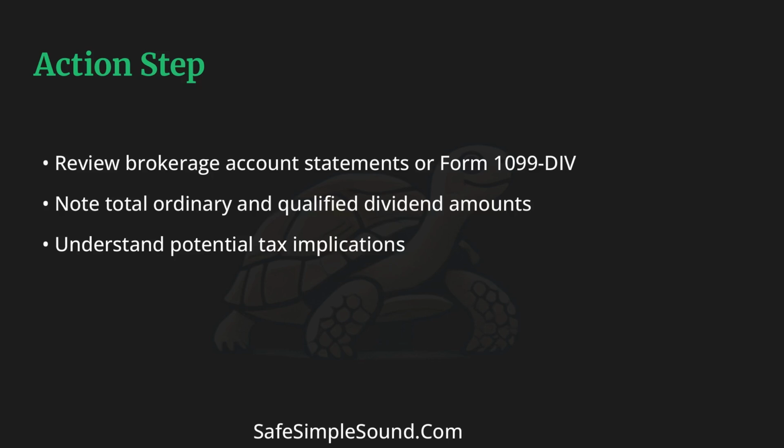Now for your action step this week. If you have investments in stocks or mutual funds, take a look at your recent brokerage account statements online, or be ready when that Form 1099 DIV arrives in the mail or electronically. Specifically, look for the amounts listed as total ordinary dividends and qualified dividends. Just seeing those numbers and knowing the difference in how they might be taxed is a huge step towards understanding your overall dividend income tax picture.